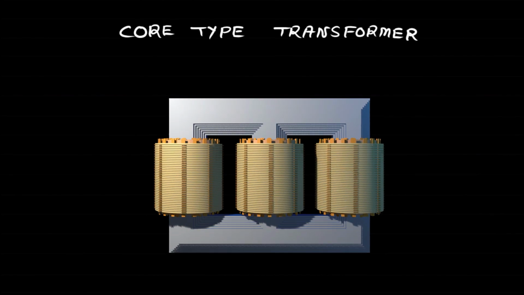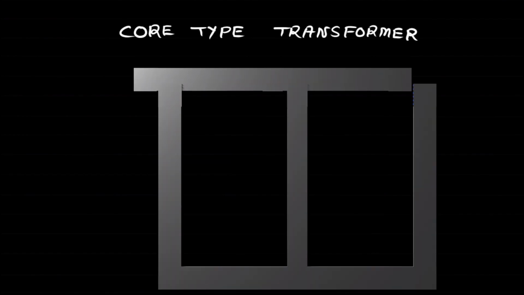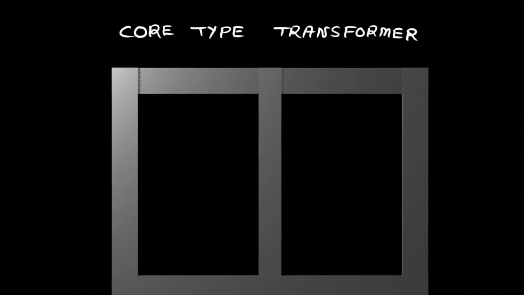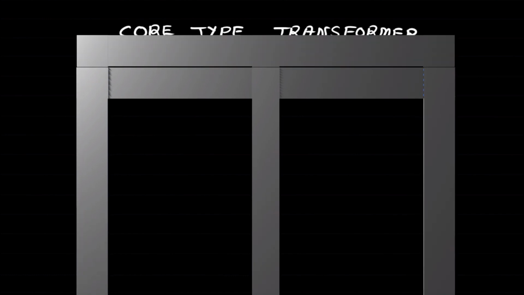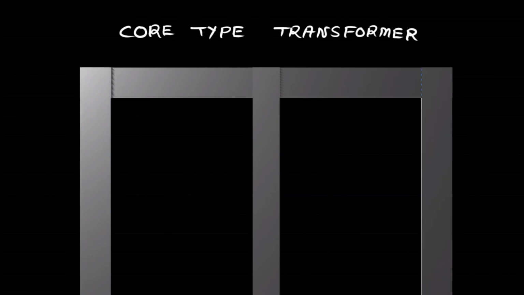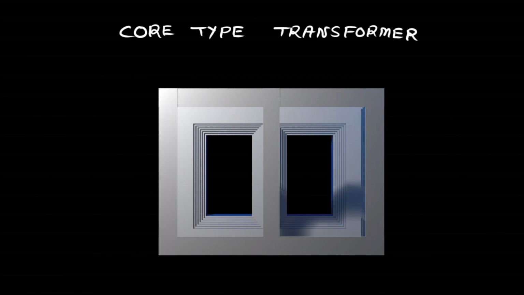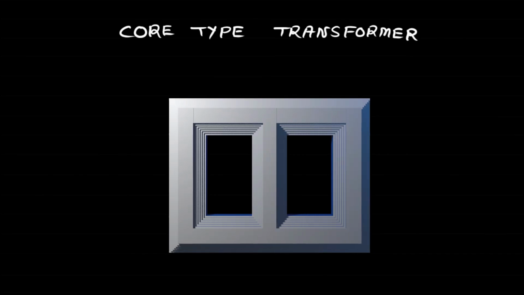The core laminations are carefully stacked in a specific pattern. Alternate layers are overlapped at the corners to ensure good magnetic continuity and reduce air gaps. This overlapping, called interleaving, eliminates joints that would increase reluctance in the magnetic path. Each lamination is coated with a thin layer of insulating varnish to prevent eddy currents from flowing between sheets.